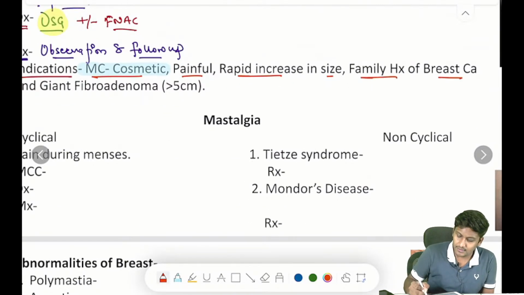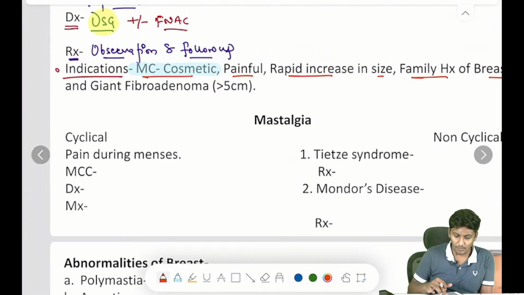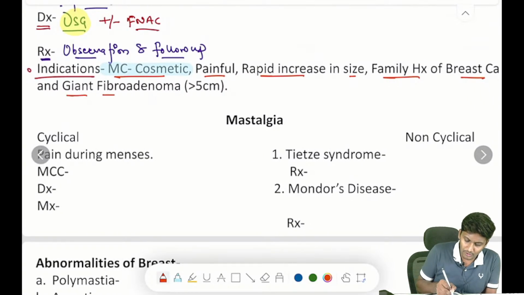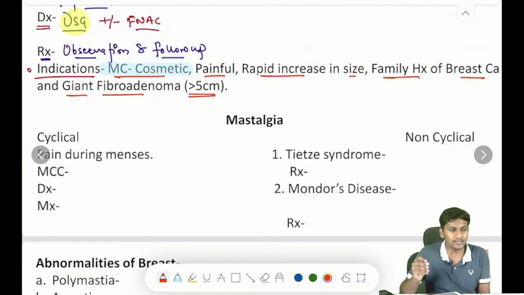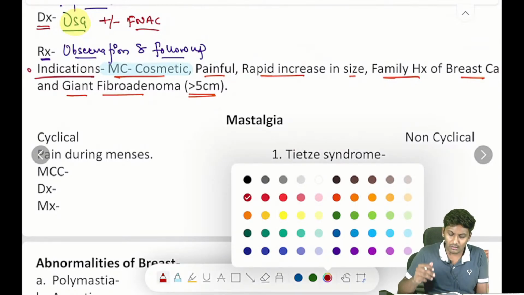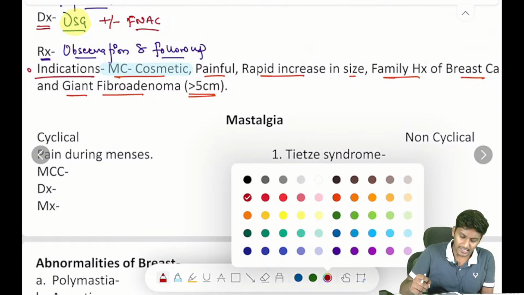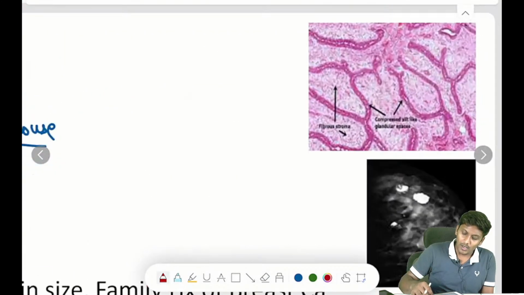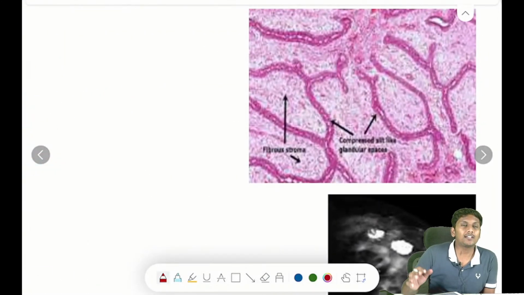Family history of breast cancer. If a female has a family history of breast cancer, her mother or sister had breast cancer, and she has a breast tumor, whether it is a fibroadenoma, the risk of breast cancer will be very, very high. So better is to get it operated. And if there is a giant fibroadenoma, giant means more than 5 centimeters in size usually. Once you have removed the fibroadenoma, you can confirm whether it is a benign or a malignant tumor, because otherwise the treatment will differ, like whether radiotherapy is to be given or not.